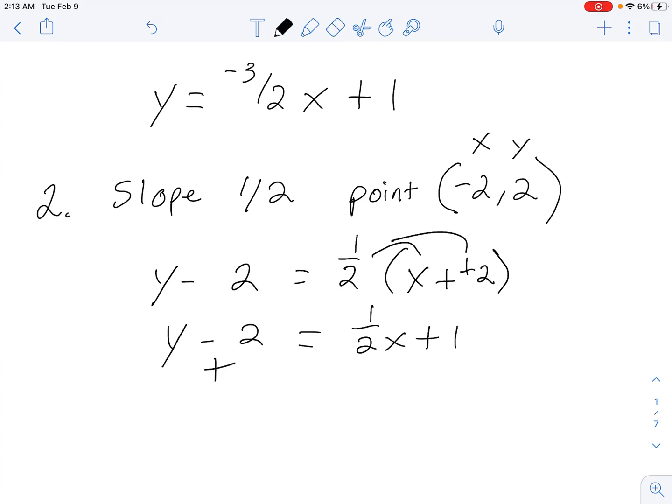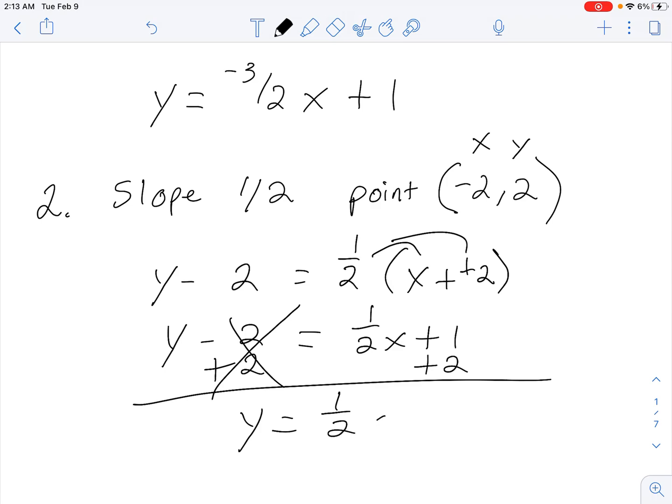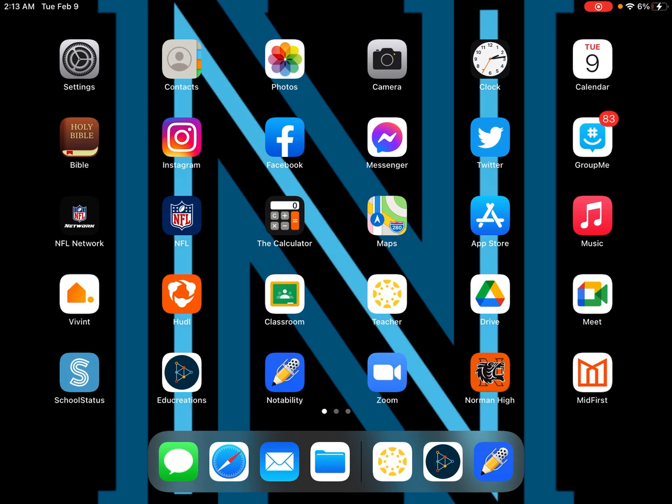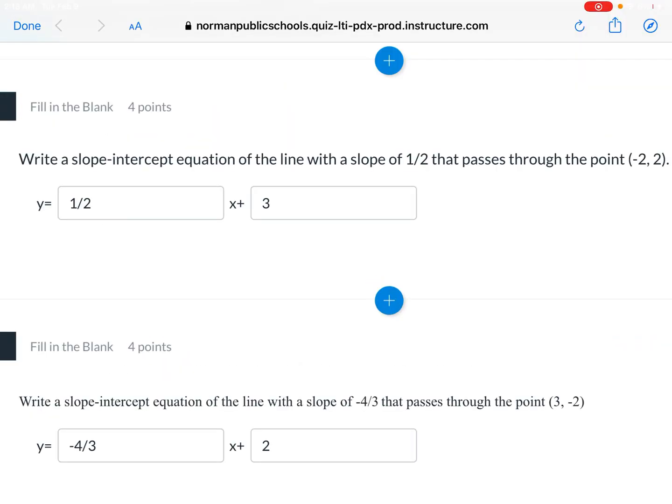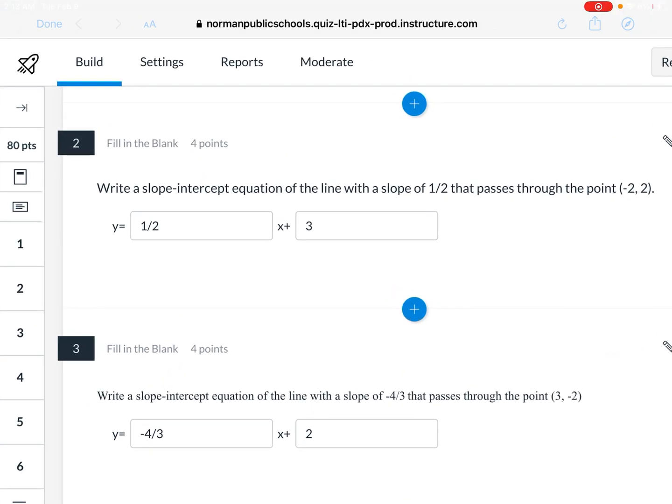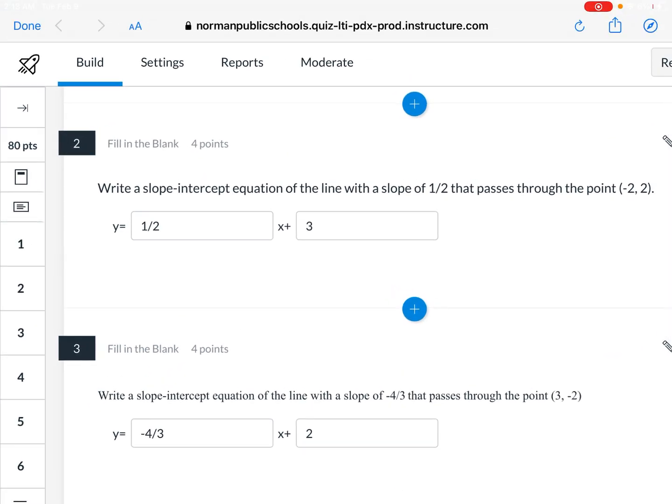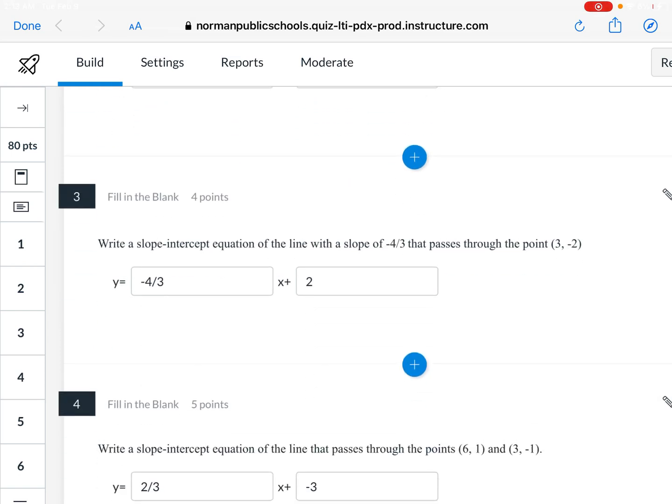Drop this down. Add over 2. That cancels out, and you get y equals 1/2 x plus 3. And then, obviously, when I switch it back, you'll see that the answer right here on number 2 is y equals 1/2 x plus 3. And that's how you would actually punch it in on the test. All right? Okay, number 3.